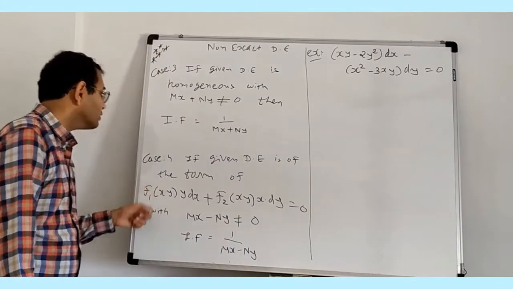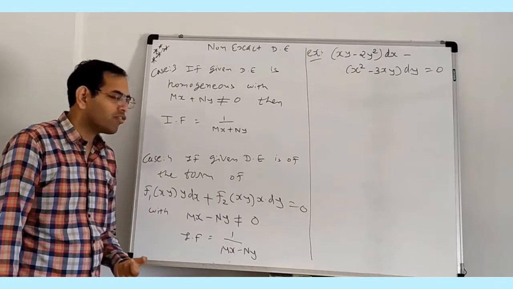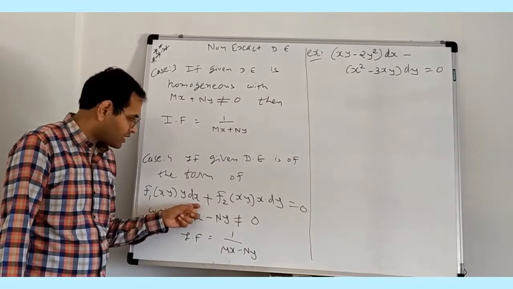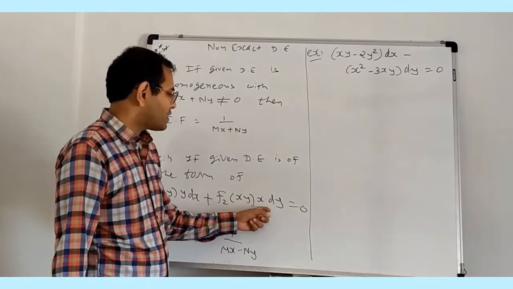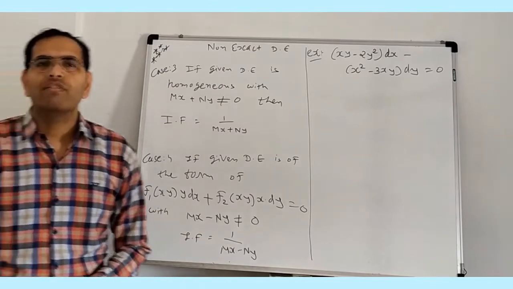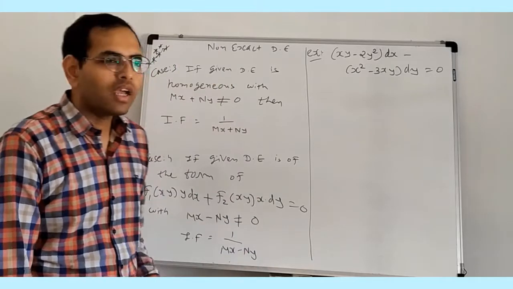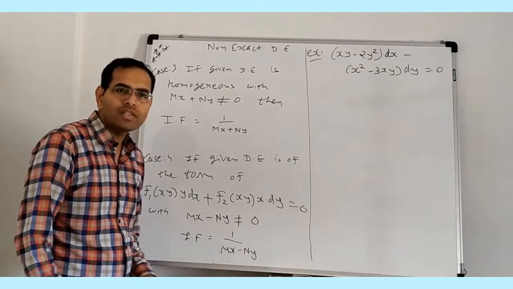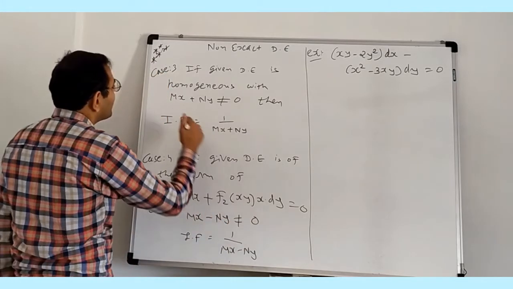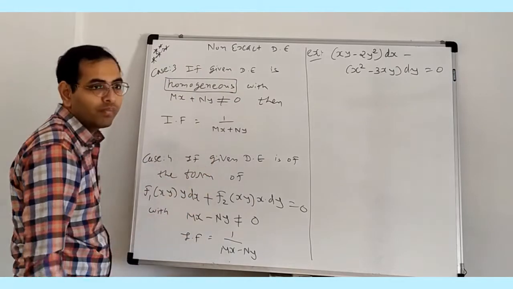In case 4, if the given differential equation is of the form f1(xy) y dx plus f2(xy) x dy equal to 0 with Mx minus Ny not equal to 0, then the integrating factor is 1 upon Mx minus Ny. Case 3 we easily identify because the given differential equation is in homogeneous form.